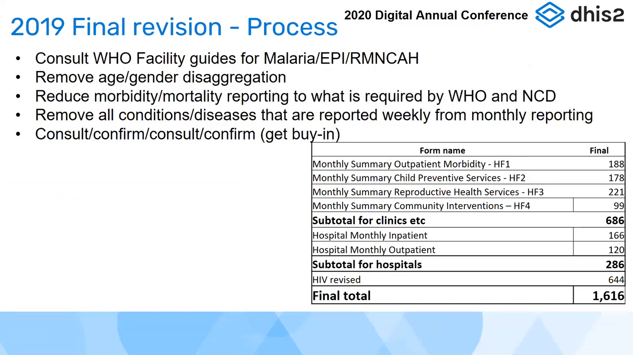So in 2019, we did another form revision, and this was because of the increase in data quality issues. And we also realized that we have a lot of data elements that we've never analyzed or used to make any decision. So on that note, we used the WHO Facility Guide for Malaria, EPI, and RMNCH as one of our guide documents to conduct the exercise.